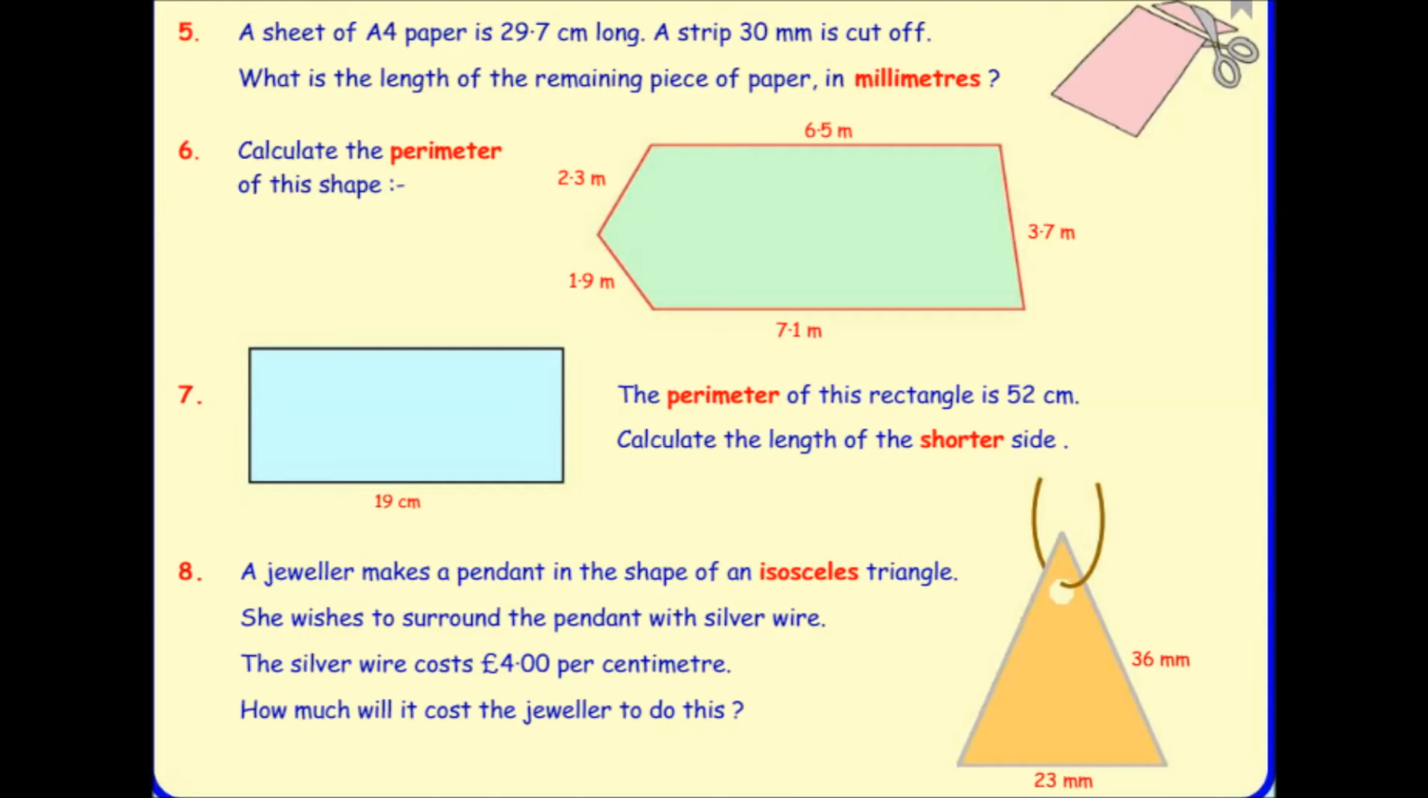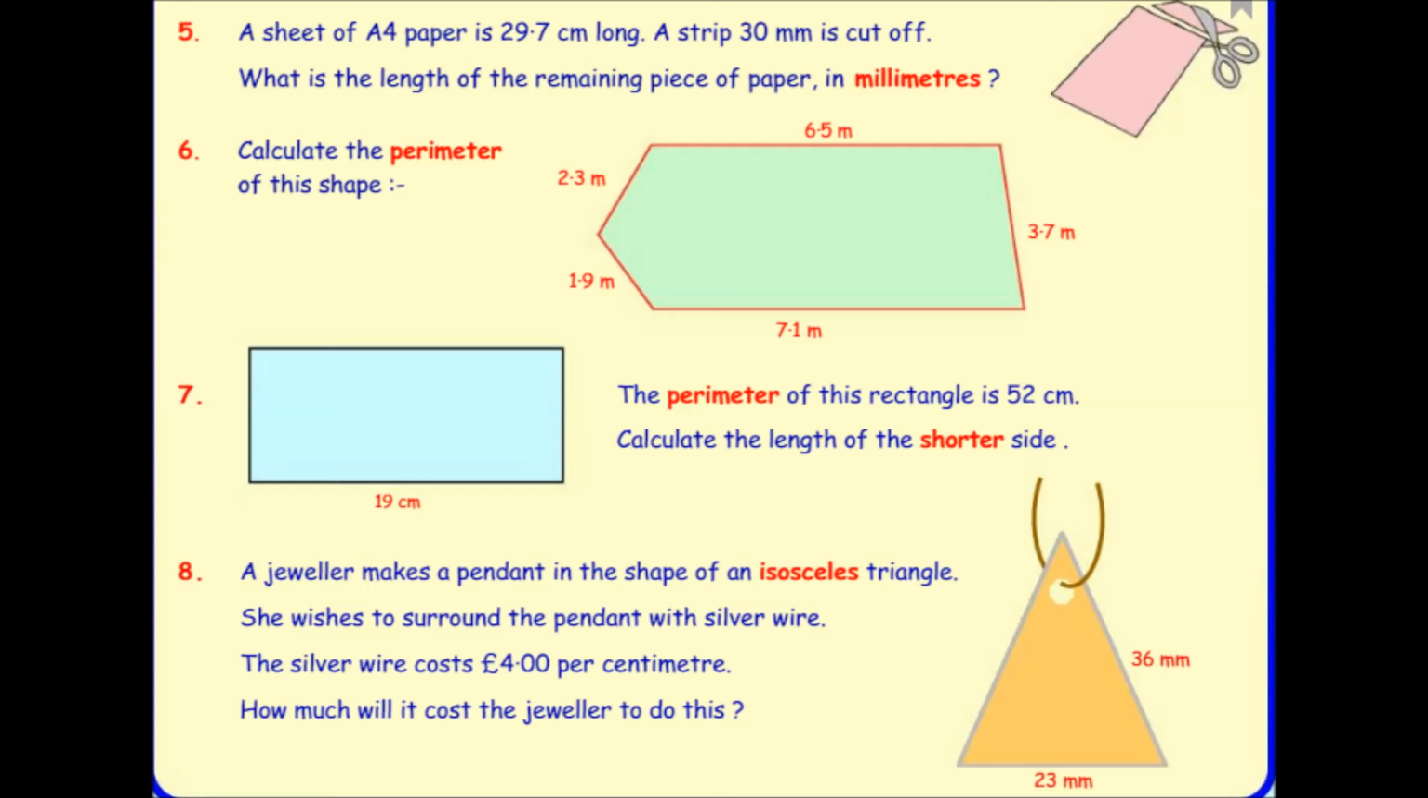Number 7, you're going to have to use a little bit of your algebra knowledge in number 7. So the perimeter of a rectangle is 52 centimeters. That means you know the total. You have to calculate the length of one short side. That is one that you might struggle with. I'm not going to give you any help just now. If you get stuck, come back to me and I will talk you through it. Okay, it's just because I want to know what you know and what you don't know.